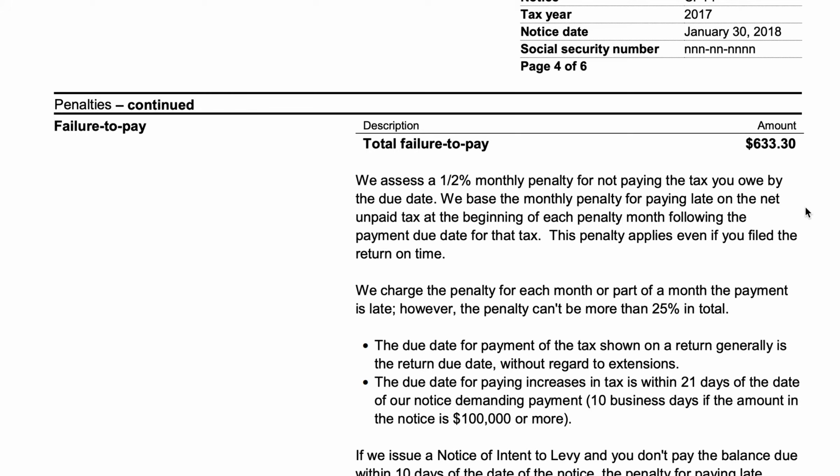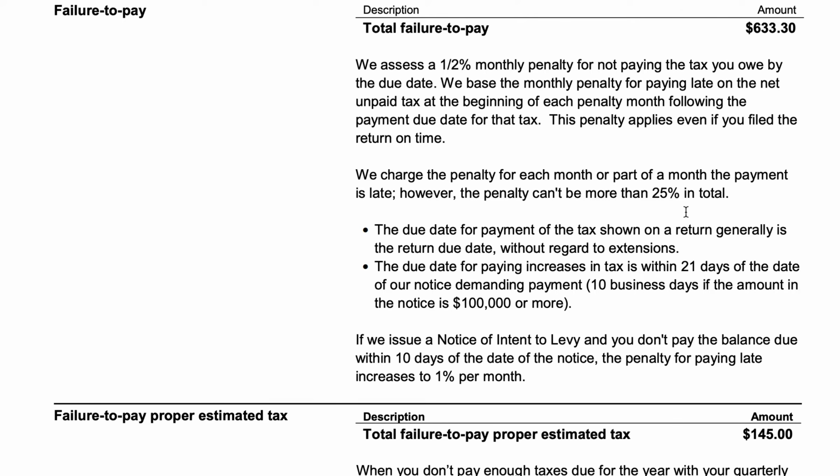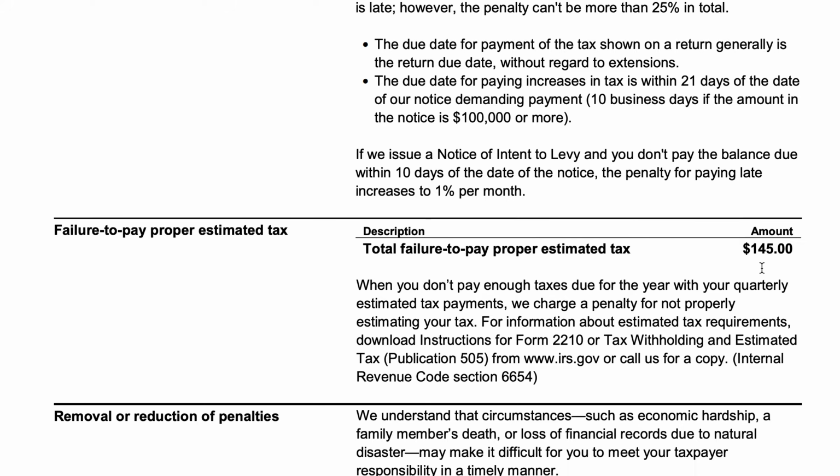So the due date for paying increases in your tax is within 21 days of the notice demanding payment. So if the IRS issues a notice of intent to levy and you don't pay the balance due within 10 days of the notice, then the late payment penalty increases to 1% per month. And then again, there's an additional explanation of the total failure to pay proper estimated tax. This would be covered under IRS Form 2210.